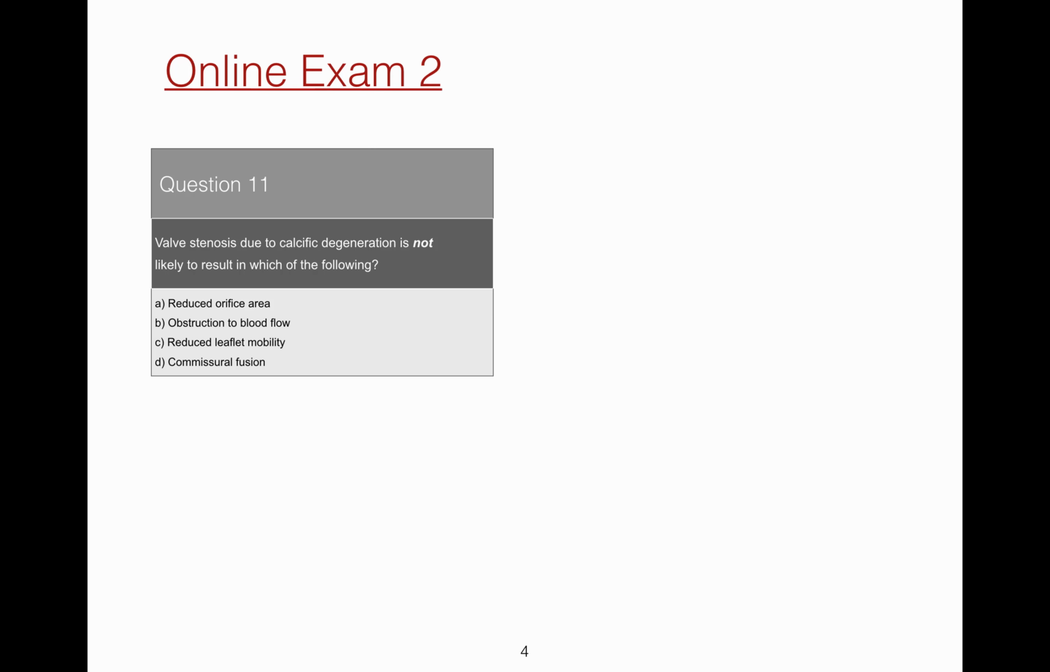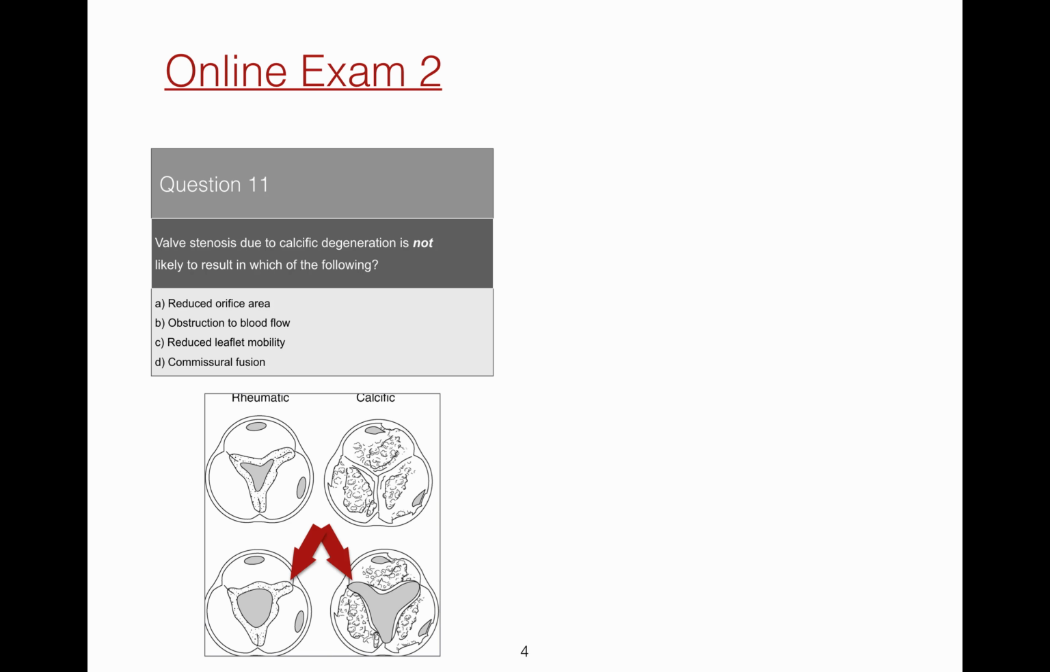Question 11. Valve stenosis due to calcific degeneration is not likely to result in which of the following? Valvular stenosis does result in the first three: reduced orifice area, obstruction to flow, and reduced leaflet mobility. What calcific degeneration doesn't do, as opposed to rheumatic disease, is cause commissural fusion.